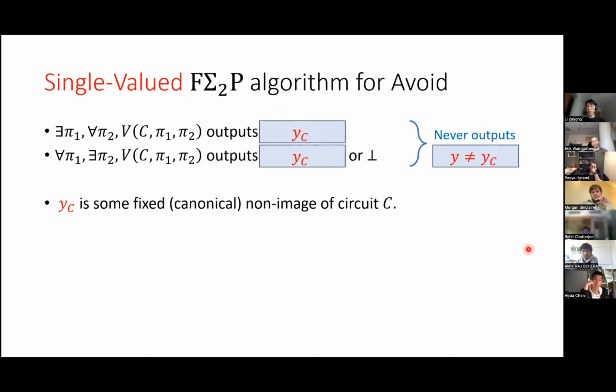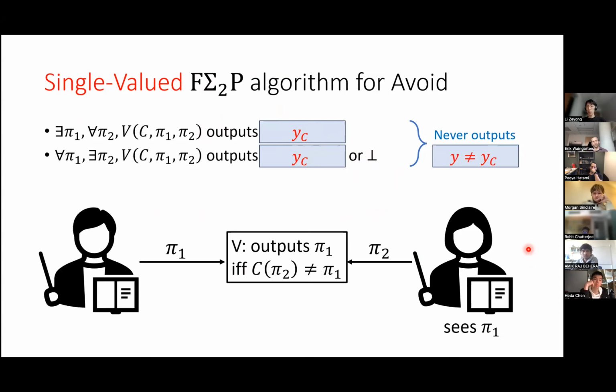With this definition in mind, one can immediately see that the protocol we have just now does not work anymore. Whenever the first prover sends in a non-image, the verifier will output it. And if he sends in different non-images, the verifier will output different outputs, which violates the single value requirement. Okay?